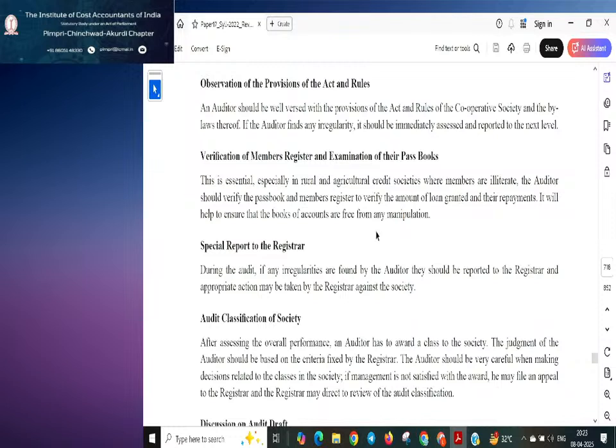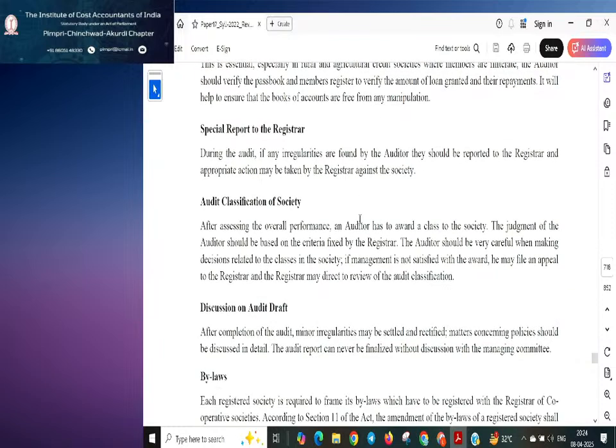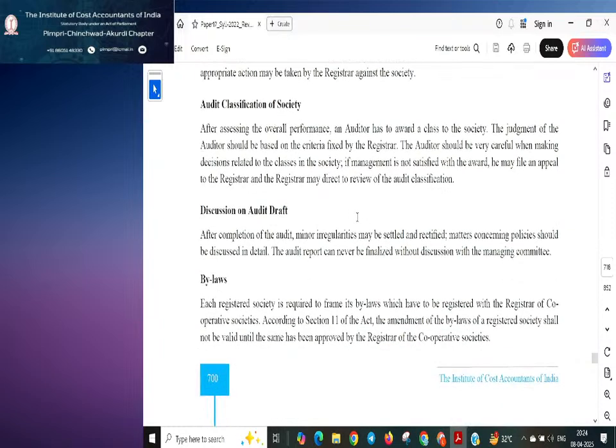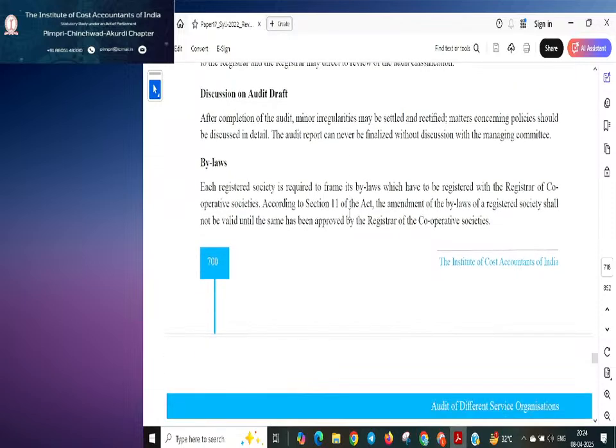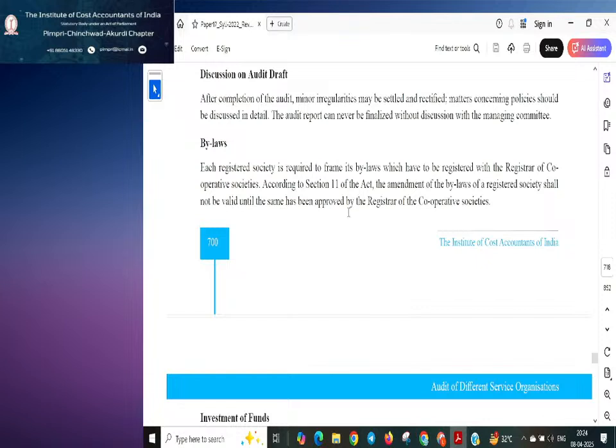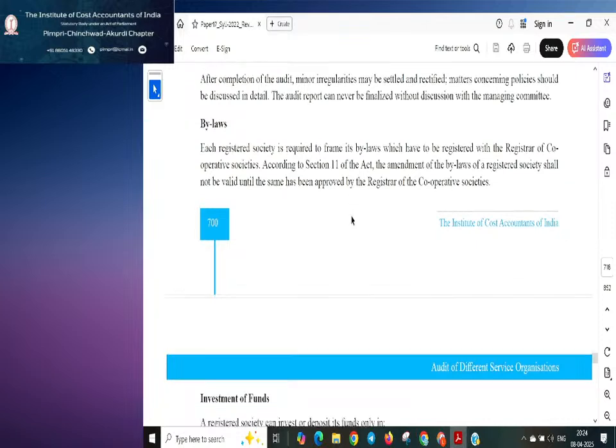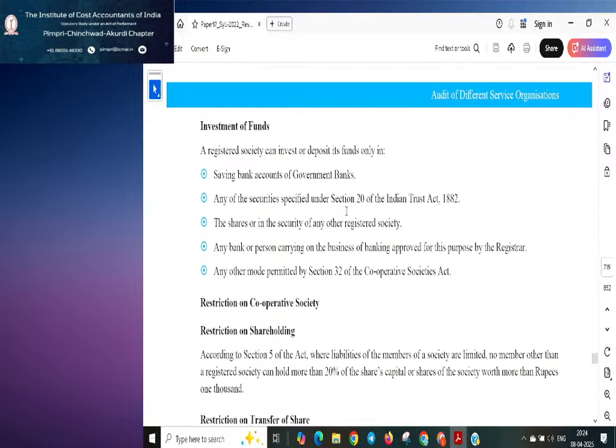Special report to the registrar: if there are any irregularities, he is going to give the special report. Audit classification of the society, that is where we saw the appeal and so on. Discussion on audit draft, then bylaws: what are the bylaws for the cooperative society and whether they have been properly approved by the registrar. There could be bylaws for the society separately, but they need to be approved by the registrar of cooperative societies. Then investment of funds.